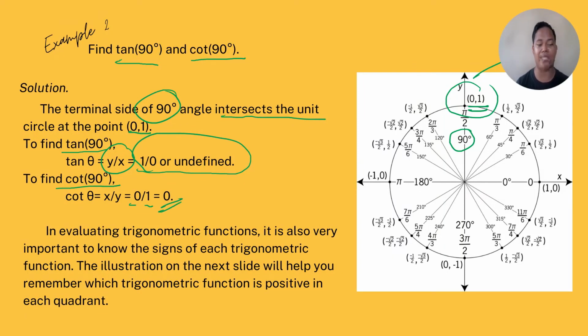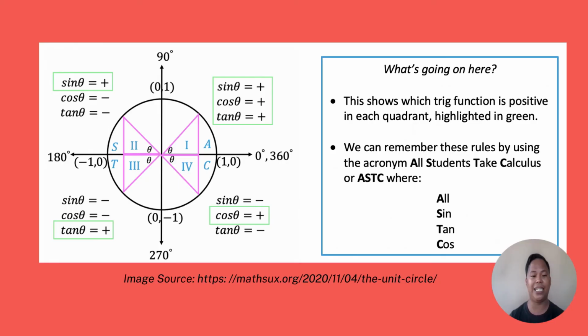In evaluating trigonometric functions, it is very important to know the signs of each trigonometric function. So, kailangan po nating i-consider din po yung ating signs. The illustration on the next slide will help you remember which trigonometric function is positive in each quadrant. In this figure here, this shows which trigonometric function is positive in each quadrant, which is highlighted in green po, or nakabox po siya ng green. And we can remember these rules by using the acronym ASTC, or All Students Take Calculus.